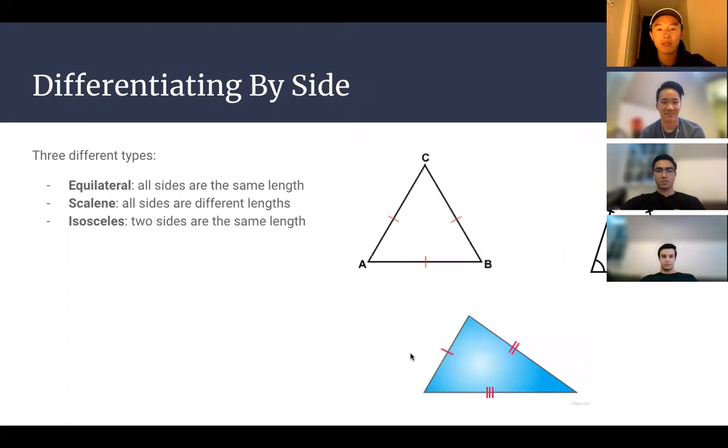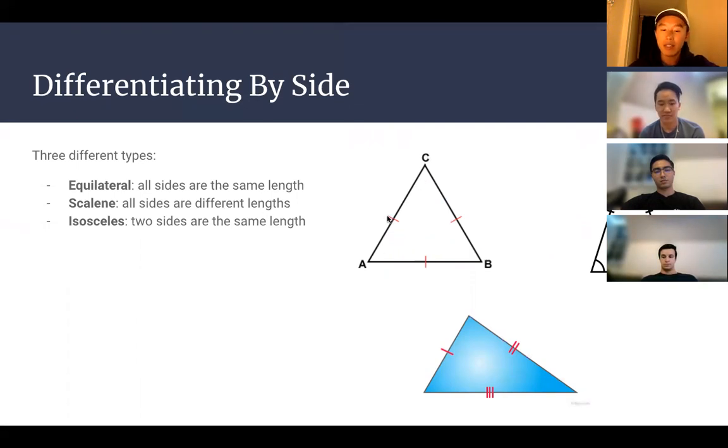So the other way in which we differentiate triangles is through the side lengths. There's three different types in which we differentiate triangles based on side. The first of which is equilateral. So equilateral is when all sides are the same length.